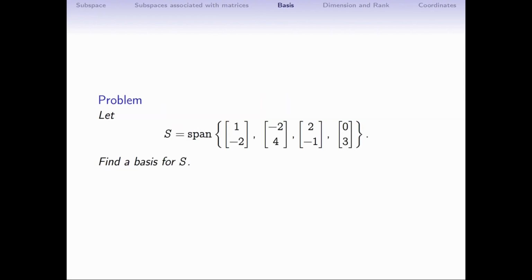Let's work another problem of this type. In this problem, let S be the span of these four vectors from R2. Let's find a basis for S. Now I want to show you a technique that is different from the one we just did. This one we're going to work with these directly as columns. So let's go to the document camera and investigate that method.